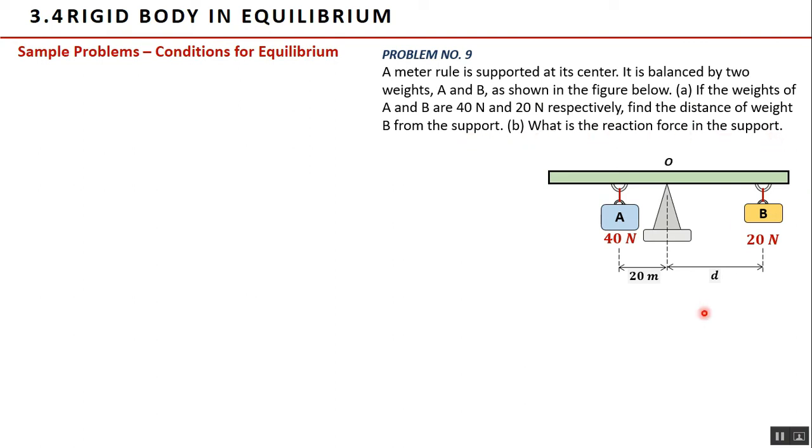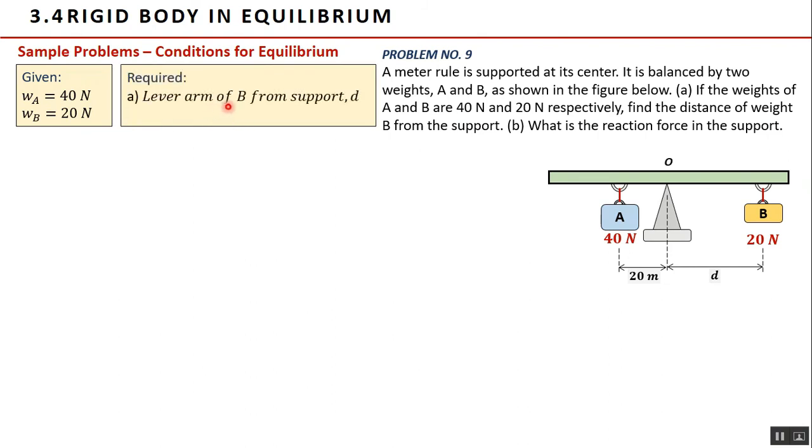We establish the given information. The weight of A is 40 newtons and for B, 20 newtons. What we are going to solve is, for letter A, the lever arm of B from the support to maintain equilibrium, and we label this as D. And for letter B, we are going to solve for the reaction force in the support, R.